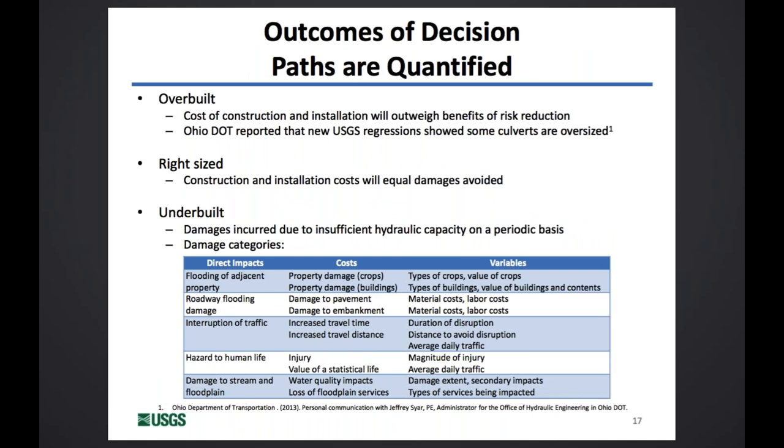And so ultimately, the first step was to look at the outcomes of those decision paths that I just talked about. And so what are the costs of construction and installation? And what would it be if it was underbuilt? So we just focused on the underbuilt scenario. And these are all of the damages that would occur, the direct impacts. If you had a washout, there would be flooding of adjacent property, which could be crops, it could be property, roadway flooding, and you have to replace pavement or the embankment. You would have interruption to traffic, which has real costs in terms of travel time. There could also be potential risks of injury for people who tried to drive through high water that had flowed over the culvert, and also damage to the stream and the floodplain. Next slide.